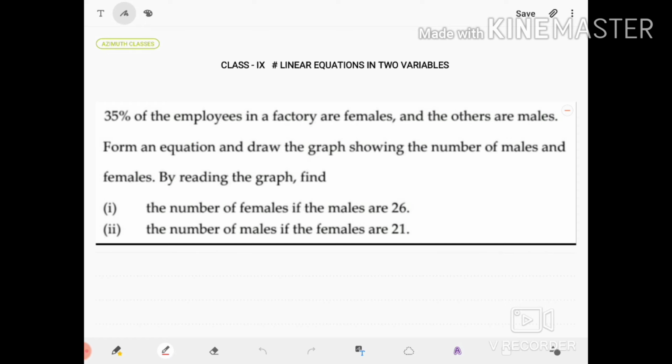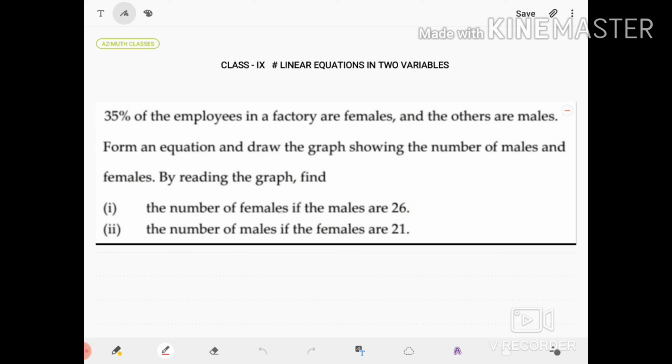Hello students, today the question is from class 9th, linear equations in two variables. 35% of employees in a factory are females and others are males. Form an equation and draw the graph showing the number of males and females.